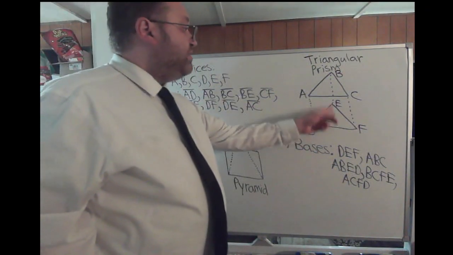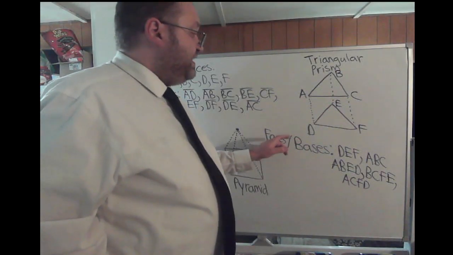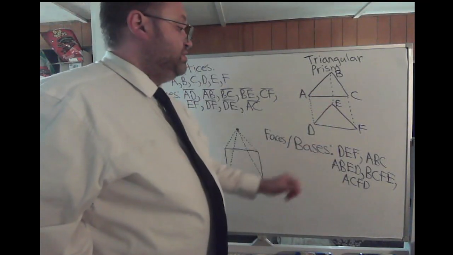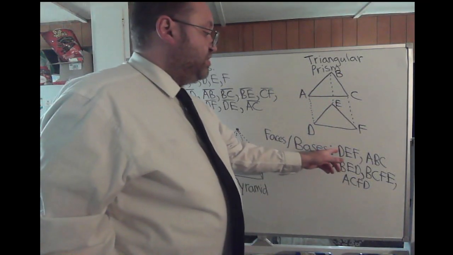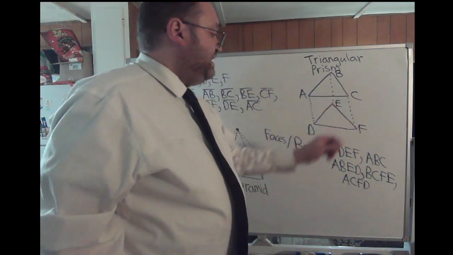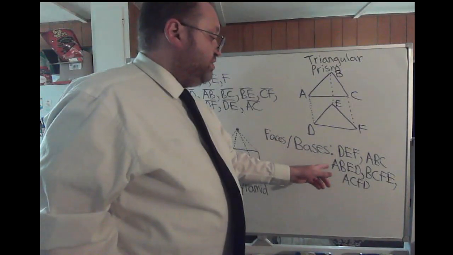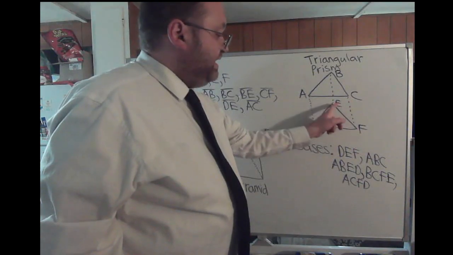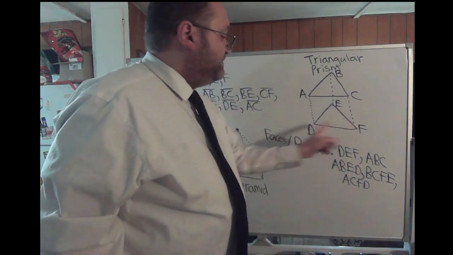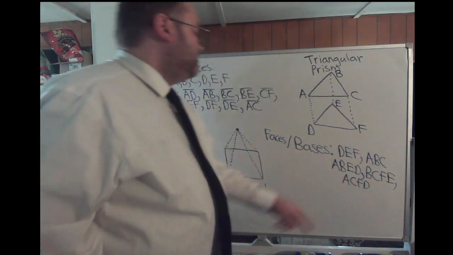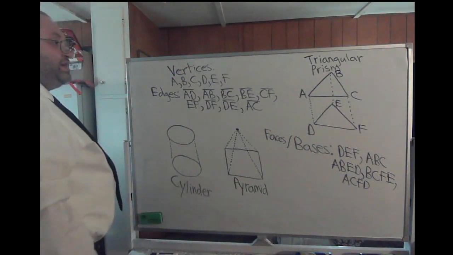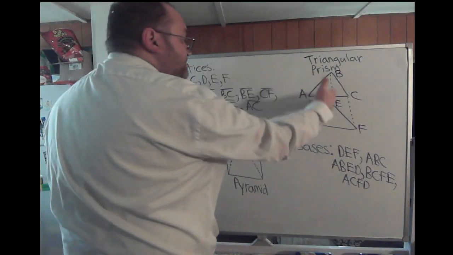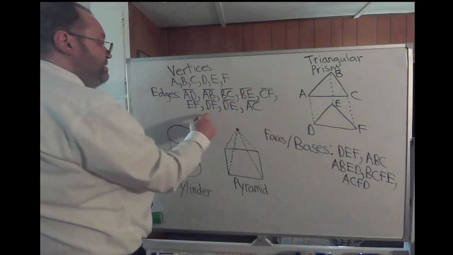So bases, again, are your foundation. Your faces are the shapes that go around the side of the prism. Your foundations are triangles D, E, F and A, B, C. Your other faces are going to be A, B, E, D, B, C, F, E, and then A, C, F, D in the front. Those are your faces. You have the edges. Edges are where the faces and the bases meet.